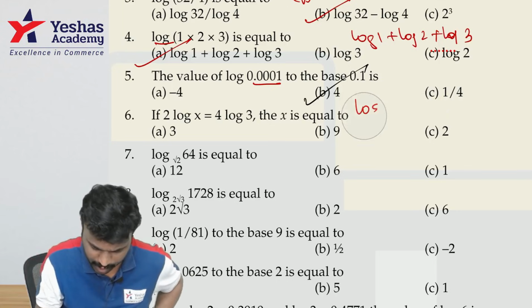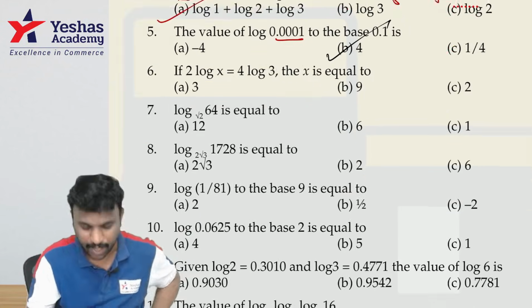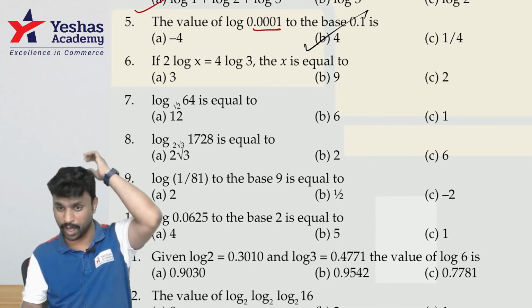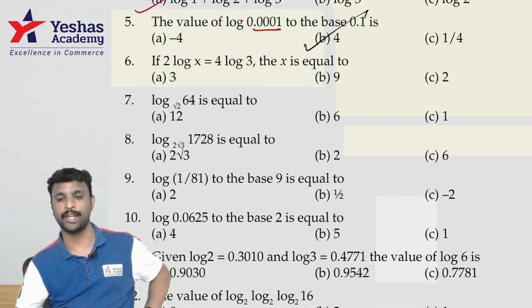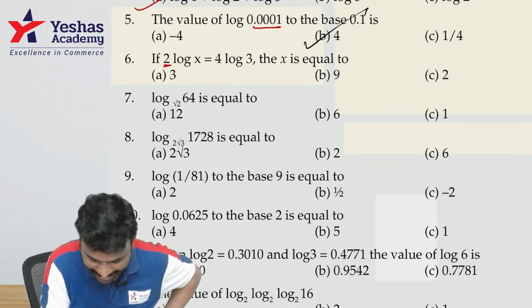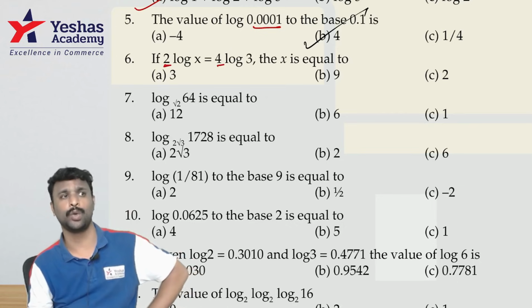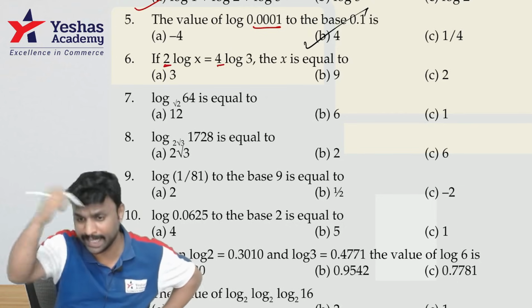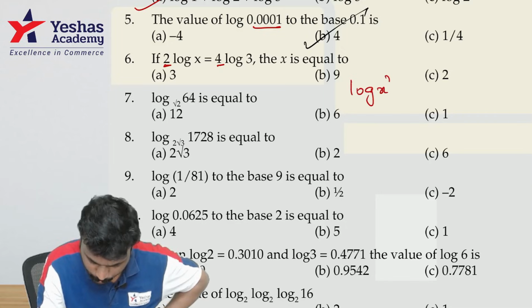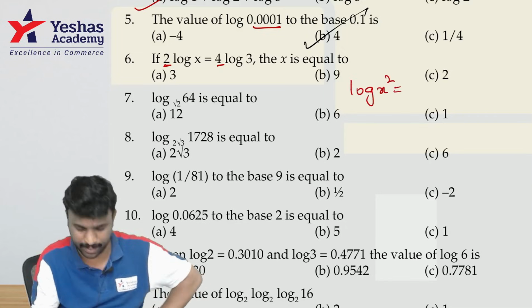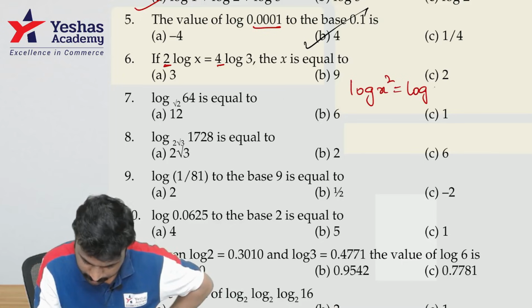Let's move on to the next question. That is question number 6. 2 log x equal to 4 log 3. Guys, if you want to cancel log on both the sides, first of all, you have to make sure the coefficients are eliminated. How do you eliminate the coefficient? By taking that as a power. 2 log x can be written as what? Log x square, and 4 log 3 can be written as log 3 power 4.